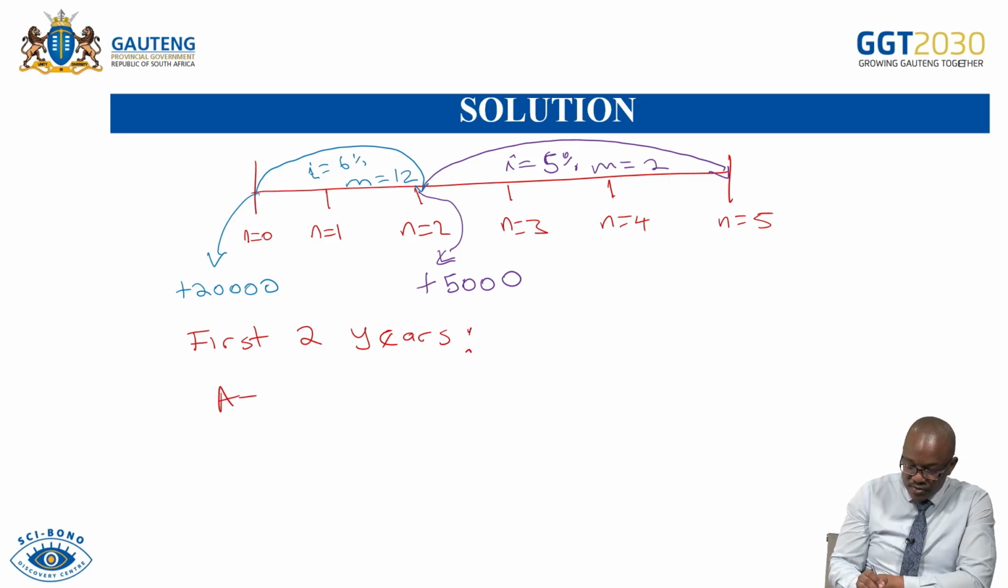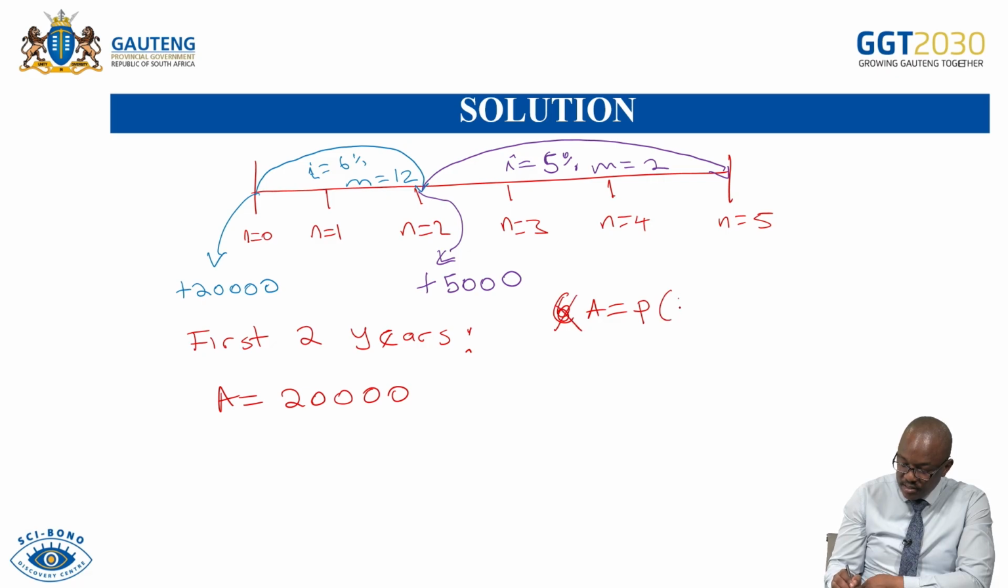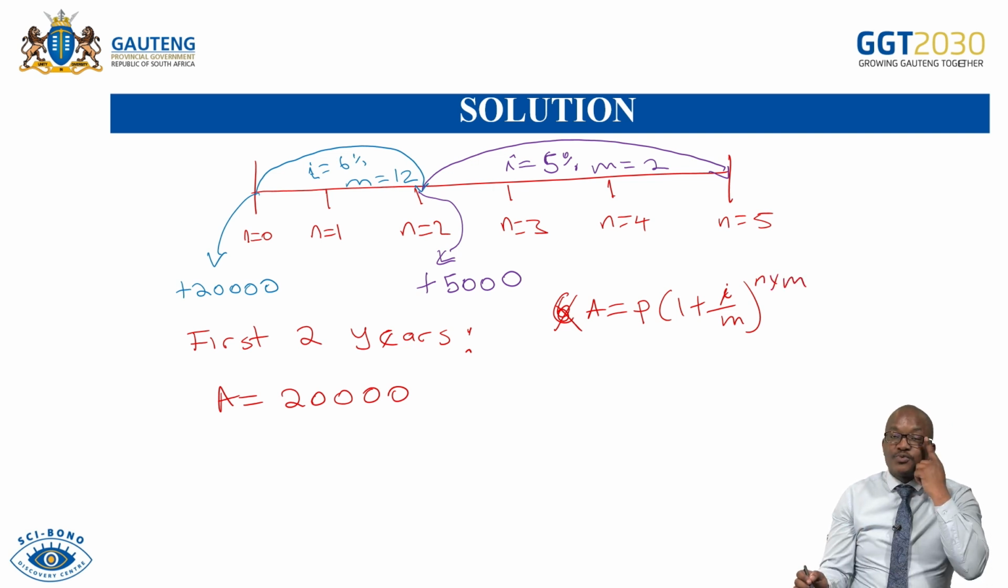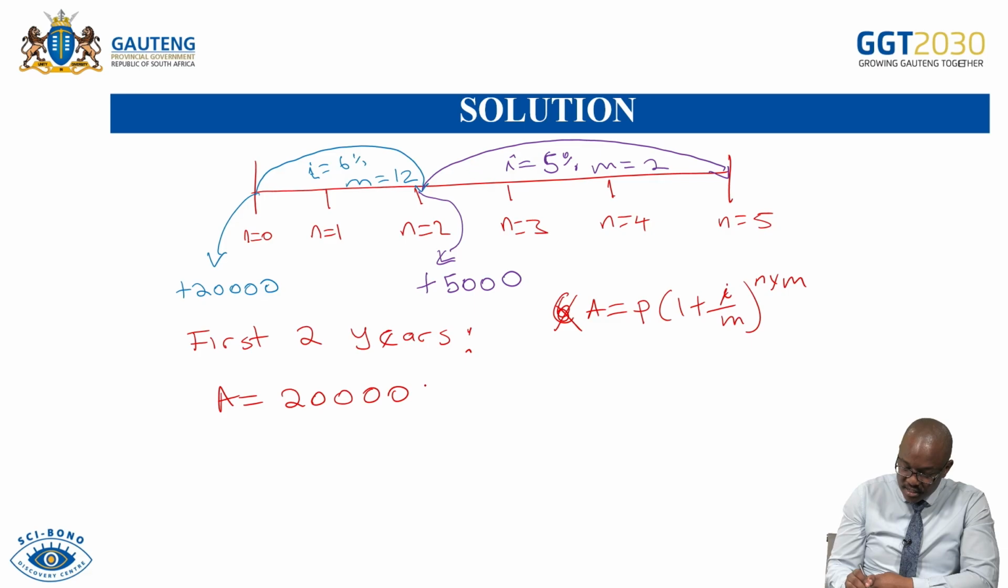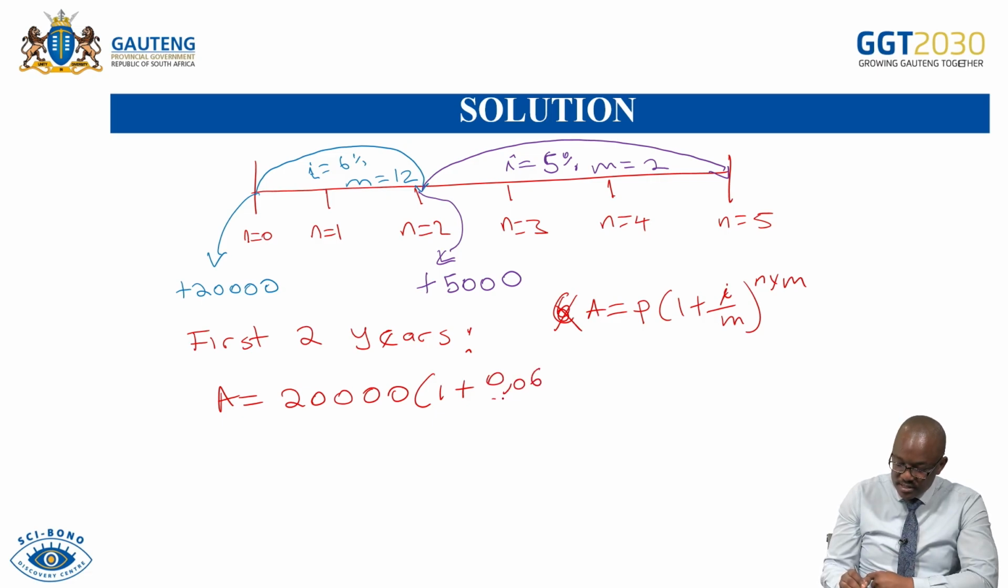Calculating the amount for the first 2 years, remember we're going to have 20,000 that is deposited. Remember our formula, A is equal to P into 1 plus i divided by m, because we are now using different periods. So we're going to have 1 plus, remember for the first 2 years it was 6%. 6 divided by 100 is 0.06 all over 12. For the first 2 years, then you also multiply there by 12.